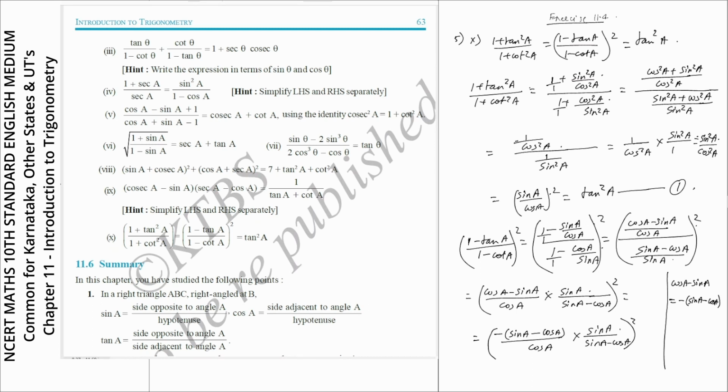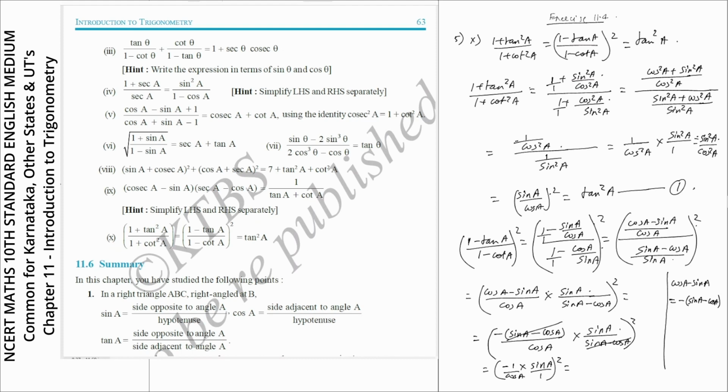Now sin A minus cos A, sin A minus cos A, I can cancel. Now I'm left with minus 1. So after cancelling, 1 will be there. So minus 1 into (sin A by cos A), the whole square.